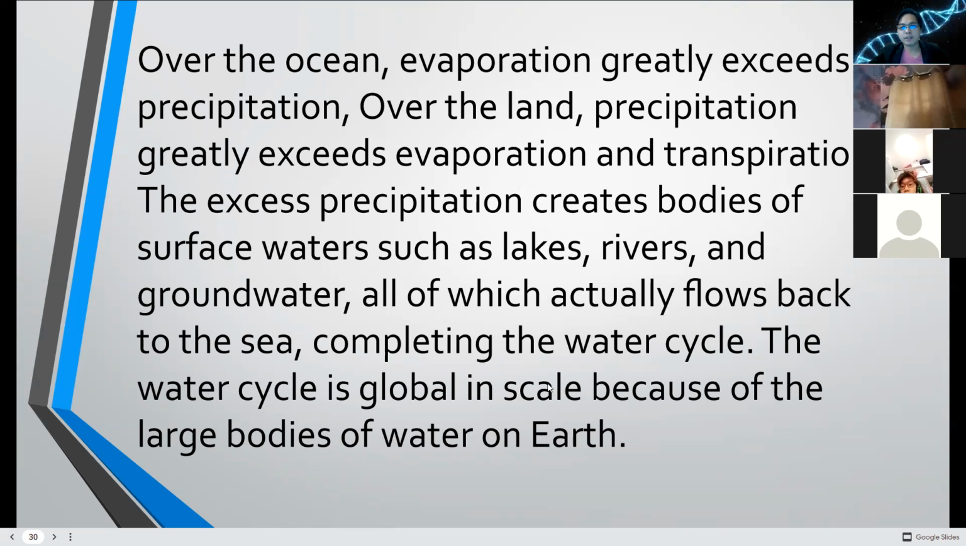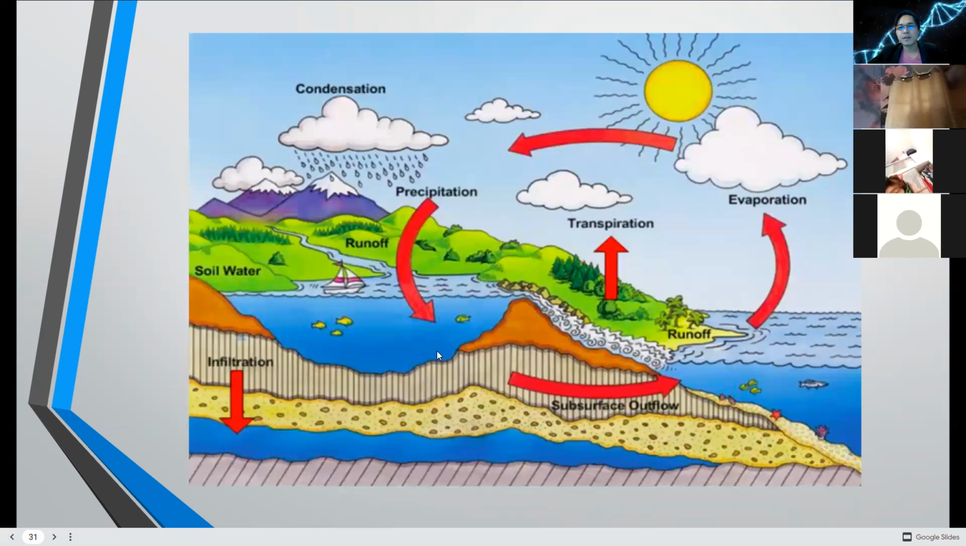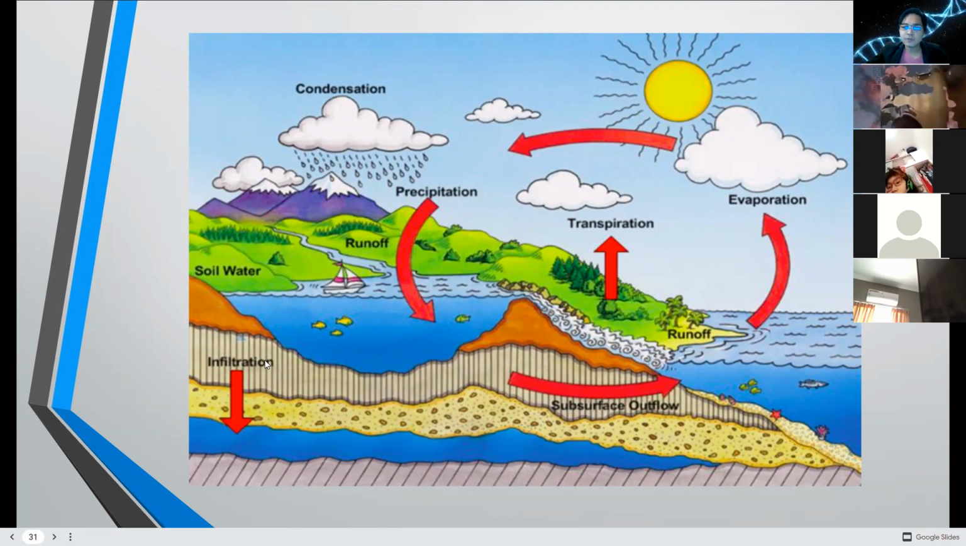Okay, if you're going to look at the water cycle, as you can see, it started with evaporation, okay, condensation, and precipitation. After precipitation, it will go to the subsoil. Okay, infiltration occurs, and the subsurface overflow or outflow will go now to the ocean, right? And the runoff from the mountains, also the water from the mountains, will go down again to the ocean, and evaporation happens again. Okay, why do you say so? That this is the master cycle.